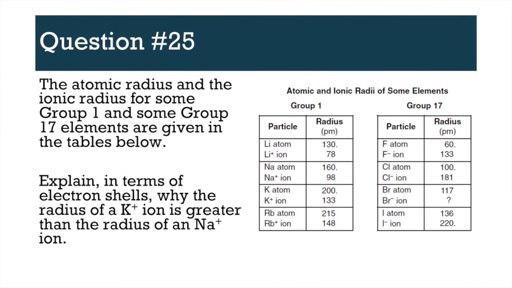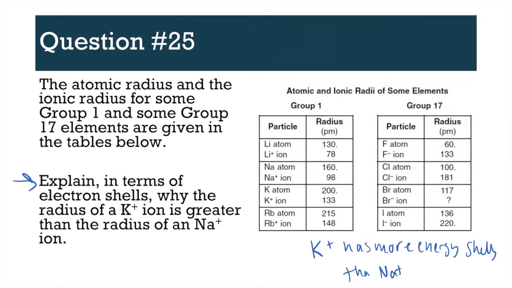Okay, very last question. Same beginning, the new part is explain, in terms of electron shells, why the radius of the K plus ion is greater than the radius of the Na plus ion. So right off the bat, you could just say K plus has more energy shells than Na plus. It's telling you K is bigger, why in terms of energy shells, so without really knowing much chemistry, you can kind of make this guess.